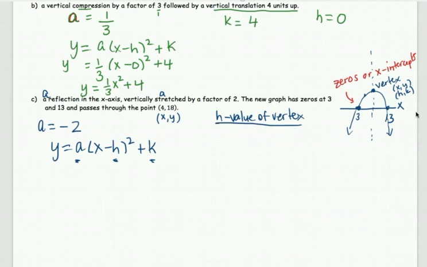Okay, so it is like the x value, but we're going to try to differentiate it from this point that we already have. So the h value of the vertex, we're going to find it by taking these two numbers of the zeros, 3 and 13, and we're going to find halfway. So we're going to take them and add them and divide by 2. Okay, so it's like finding the average.